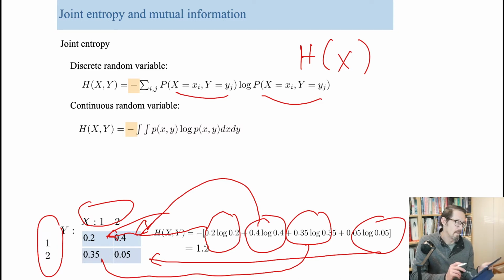Critical here is to realize these negative signs. I cannot tell you, it seems like every third time I try to calculate entropy of something, I somehow leave the negative sign off. Don't forget that.